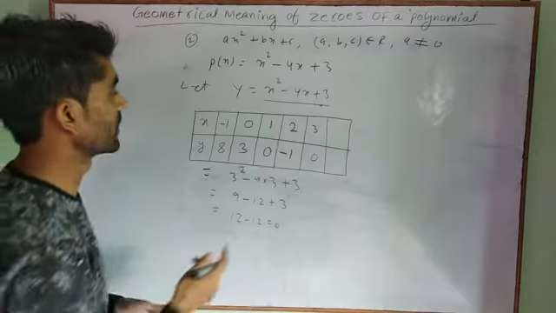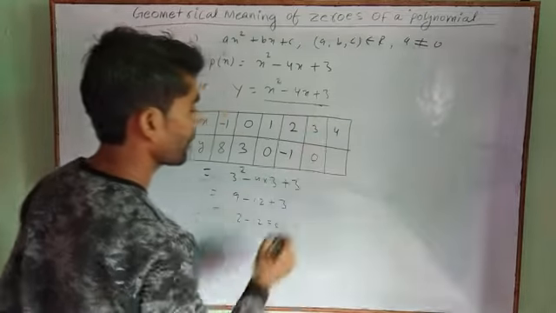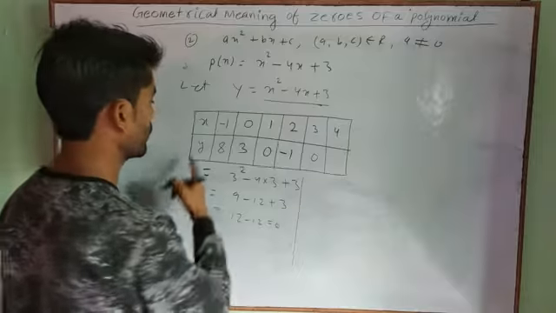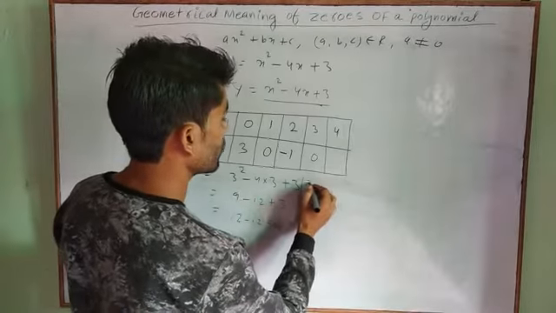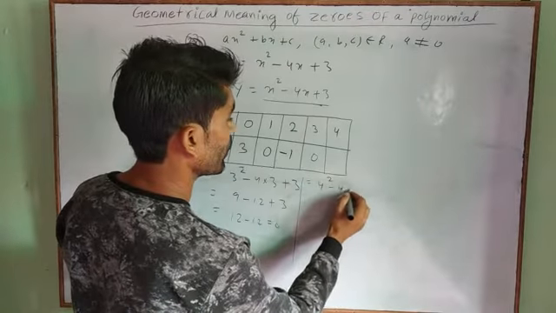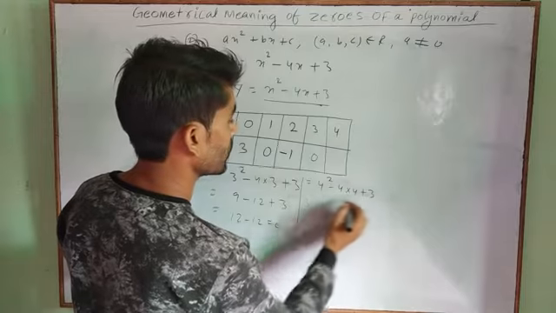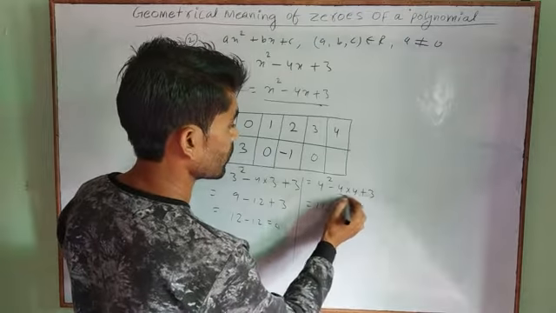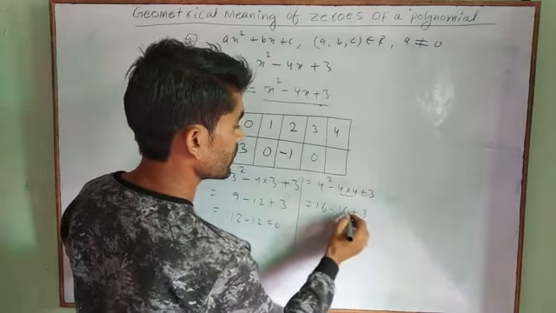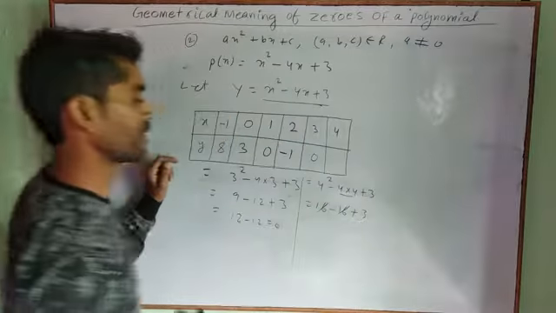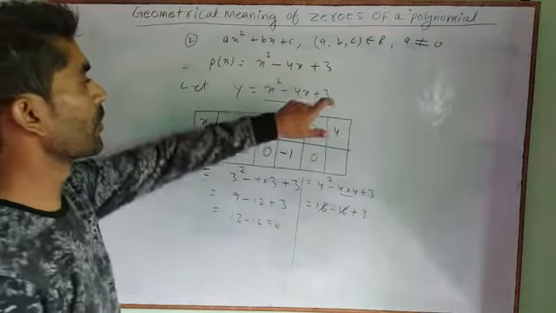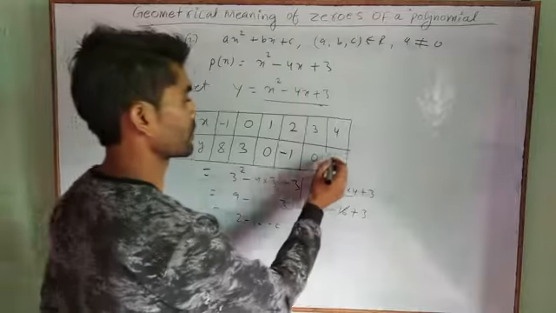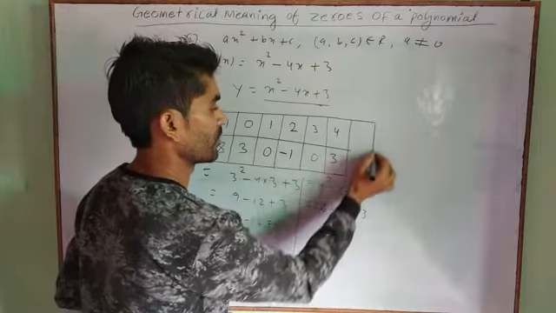Then we'll take x is equal to 4. When we take x is equal to 4, then y is 4 squared minus 4 into 4 plus 3. So this is 16, this is also 16, plus 3. 16 and 16 cancel out. We are getting 3. So when x is equal to 4, we are getting y is equal to 3. Let's take one more value.